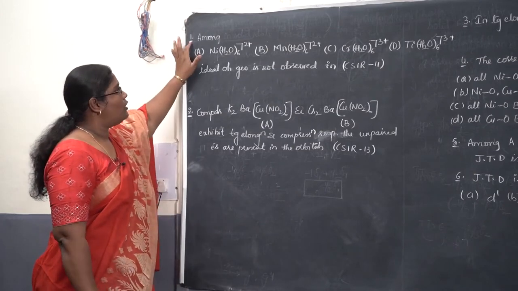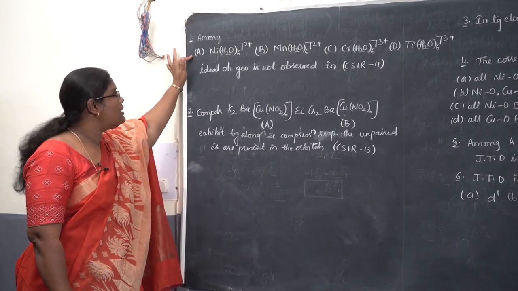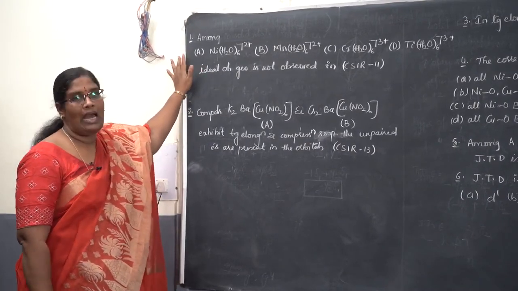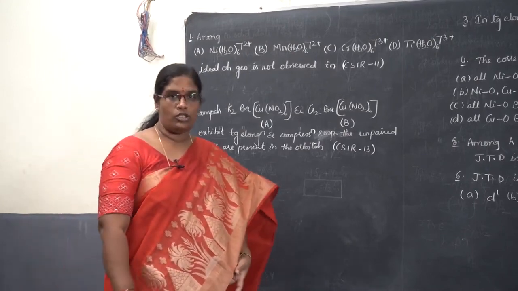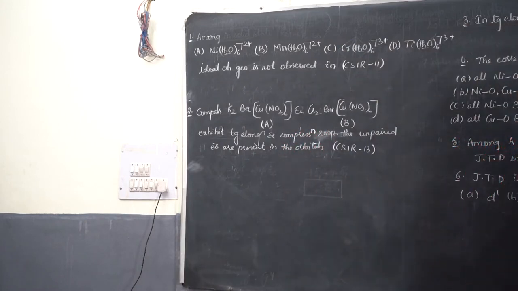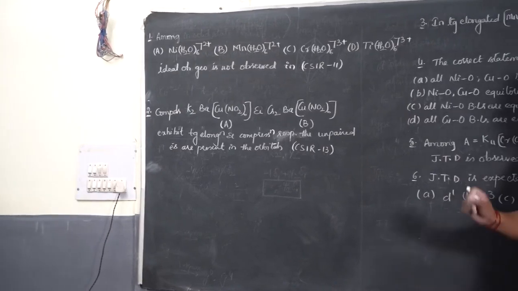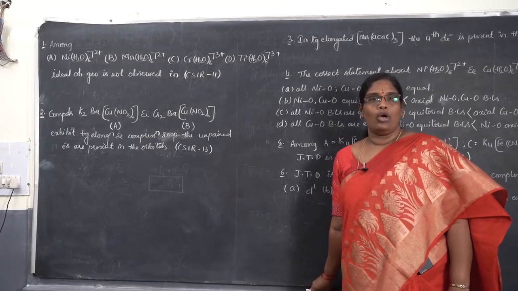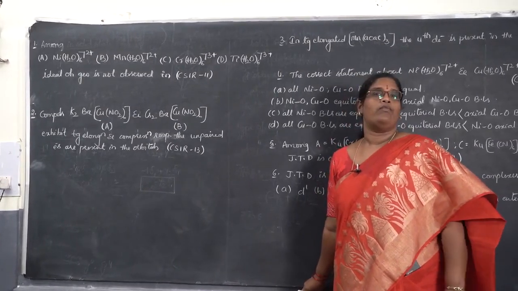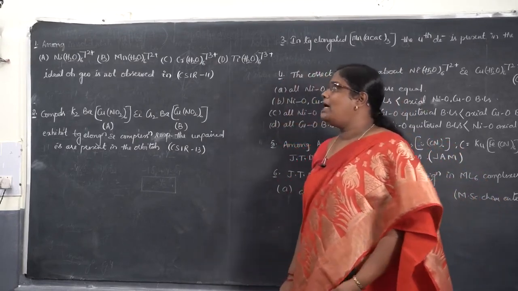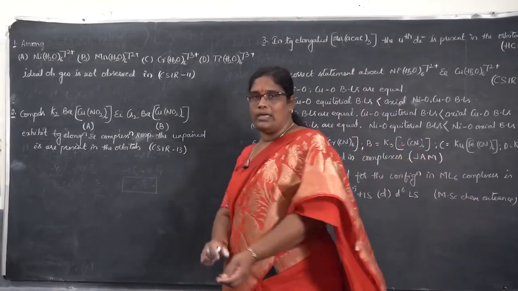So the first question, you are given the list of 4 complexes and you are asked to identify the complex which does not have ideal octahedral geometry. So what is meant by ideal octahedral geometry? Where all the metal ligand bond lengths are equal. Means you should identify the complex where the metal ligand bond lengths are not equal. Not equal means, what is the complex that undergoes distortion. So finally you should identify the complex that undergoes distortion.